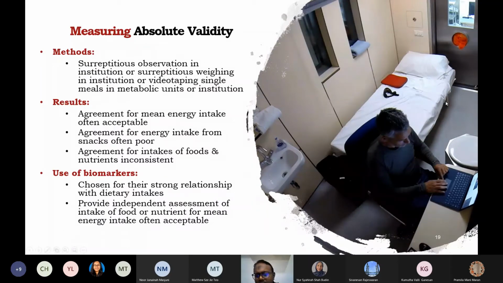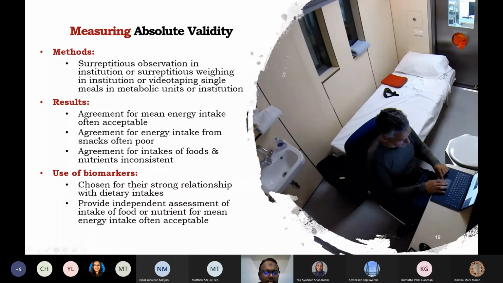But we cannot do this to all our subjects. It will be costly to do experiments like this. So in absolute validity, the method is surreptitious observation in an institution, or surreptitious weighing in an institution, or videotaping single meals in metabolic units or an institution. So we observe them without announcing to them that we are observing, but of course they have signed a consent form to be involved in this type of study.